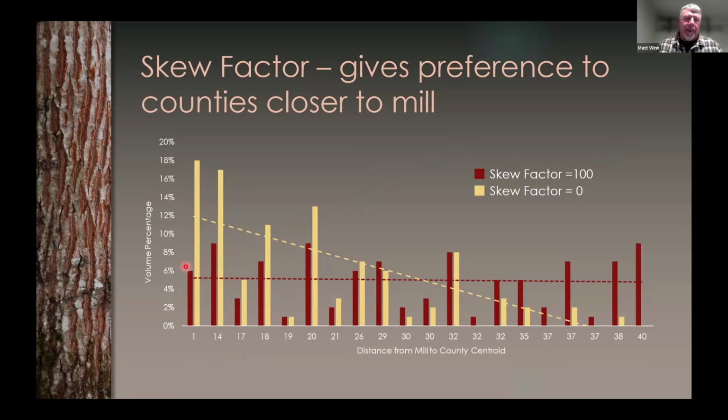So if you look at the graph, each set of bars represents the estimated procurement for a particular county, and then on the x-axis it shows the distance of that county from the mill. So you can see the red bar, which is skew factor of 100. You can see how the trend line is kind of flat because basically it's saying that they're just as likely to get logs from 40 miles away as they are from 1 mile away. But if you change the skew factor to 0, then you can see how it skews the procurement toward counties closer to the mill.